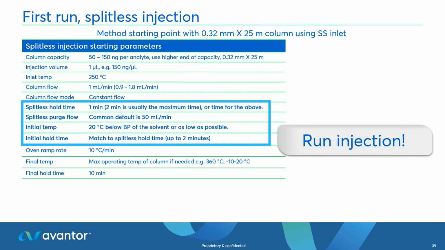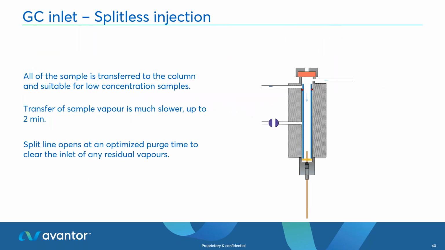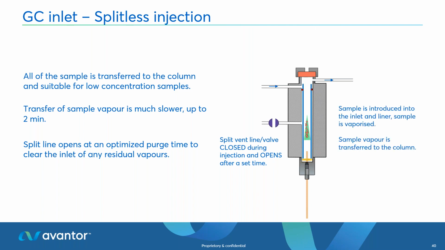So let's run an injection. Again, you can see that the split vent, the purple vent, is closed. This is for low concentration samples where we need pretty much all of the sample to be injected onto the column. Then the split vent opens at an optimized time after the sample has been transferred efficiently. This is why it's a bit more of a tedious injection, just because we need to not have that hold time too short or too long.